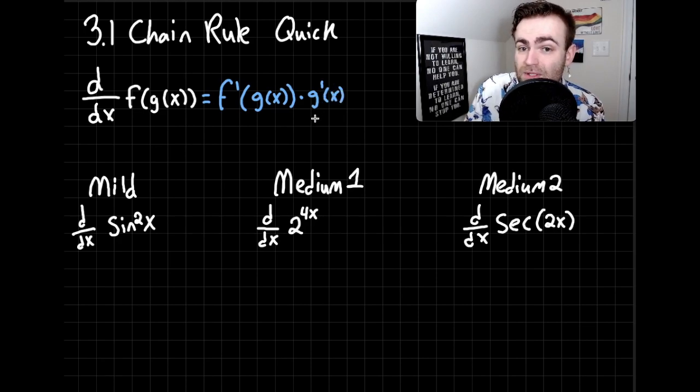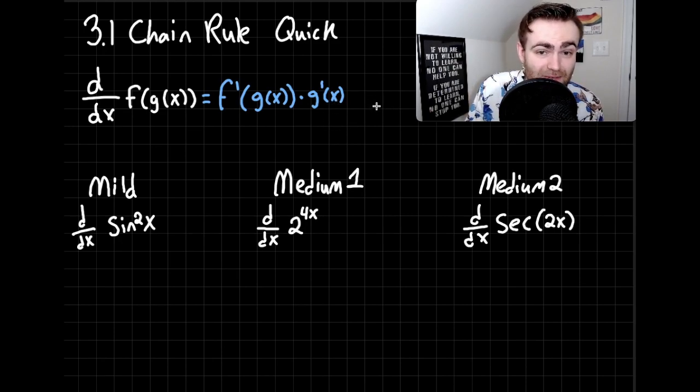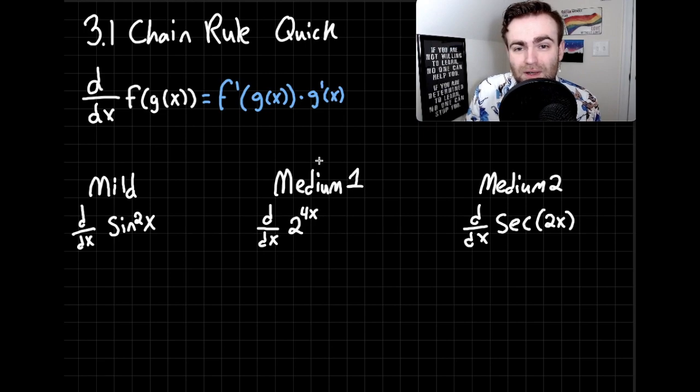Now you may come across times where you have multiple functions inside of functions, kind of like Russian nesting dolls, if you will. You just keep adding on more chains. So if g had an inside, when you took the derivative of g, you'd keep the inside of g the same and then multiply by the derivative of the inside of that, and so on and so forth until you run out of chains. So I have prepared for us a mild, an easier question, and then two medium questions.